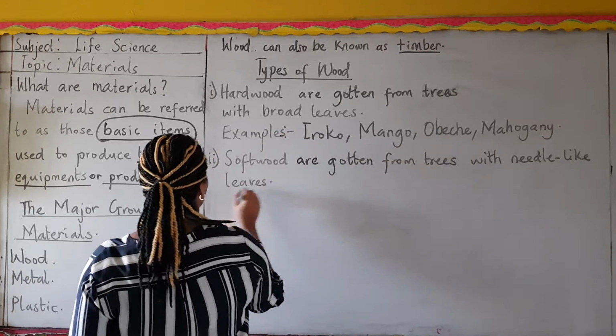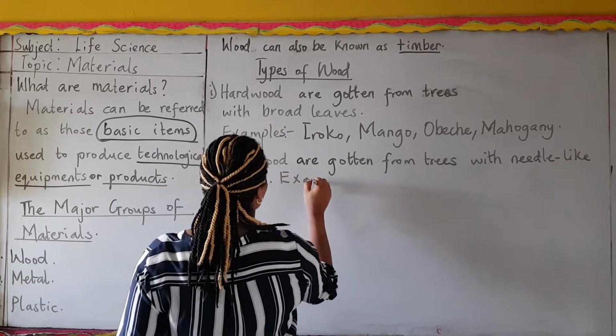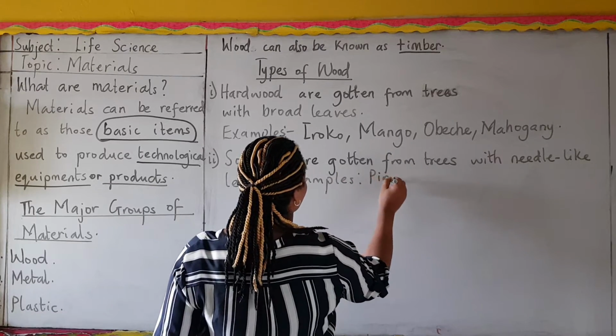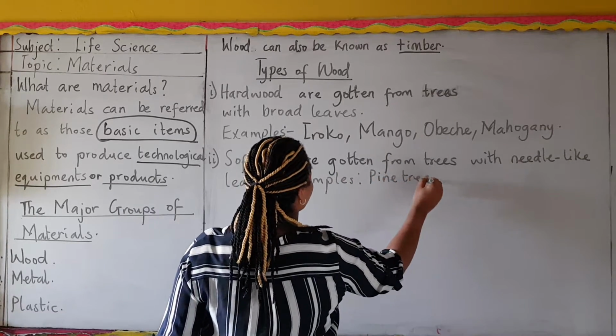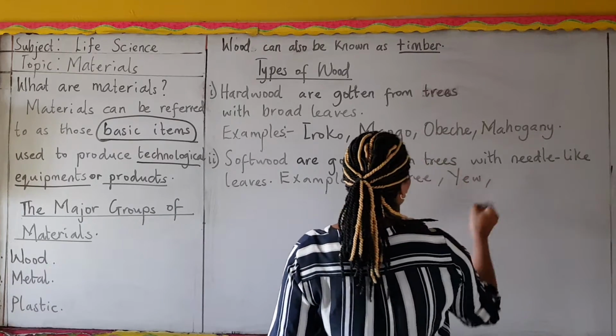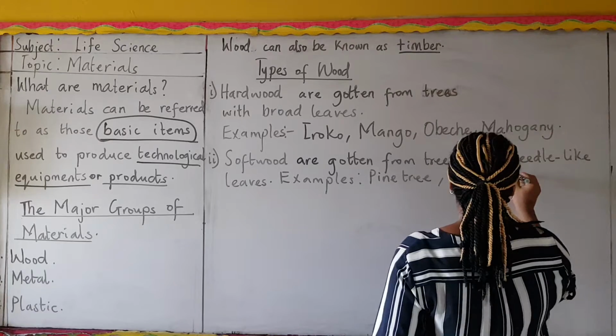Examples of softwood. We have the pine tree. The pine tree is there. We have another one, the elm tree. We have the Douglas fir.